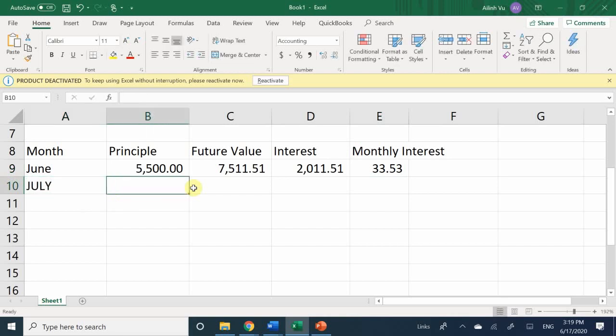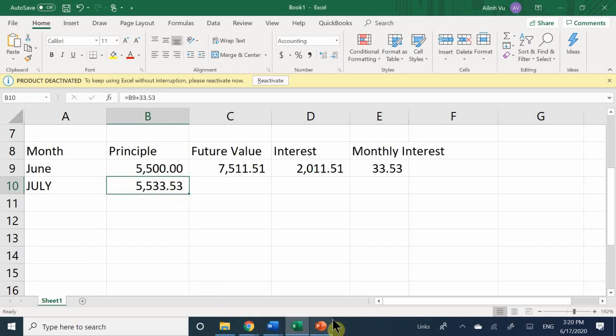Okay, so now that means I started off with 5,500, and I'm going to add my interest, which was $33.53. So now my new total balance for that loan is $5,533.53. In your July statement, you should show this amount. Your value has increased due to the interest because you didn't pay it off yet.